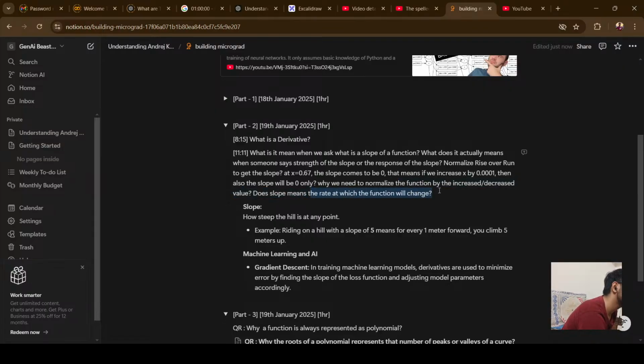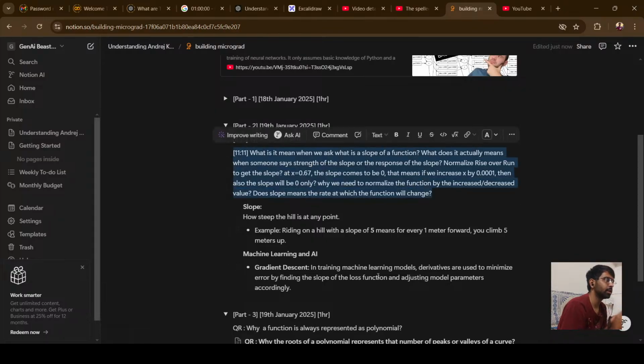Why do we need to normalize the function change with the increase? Because at the end, we have to know the unit change. That is why we have to normalize it. Does slope mean the rate at which the function will change? Yeah, it is an increase or decrease in value, right?